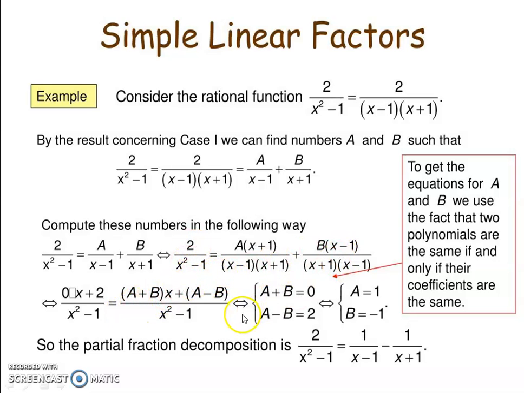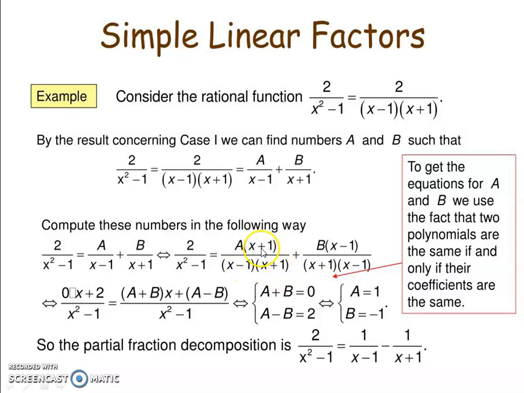So here they equate in such a way, but in this example we try another method. How? 2 upon x square minus 1 remains the same. A upon x minus 1 plus b upon x plus 1. Next step, 2 upon x square minus 1 we write. We have to multiply. Here x minus 1 and x plus 1 is the LCM.